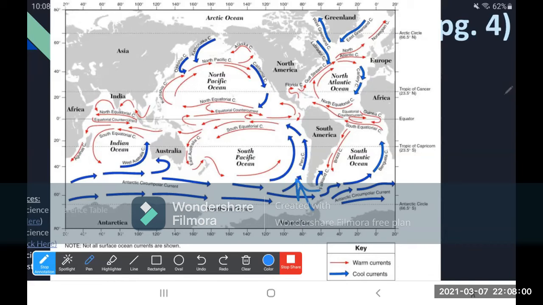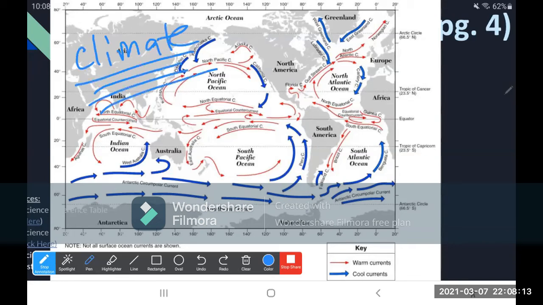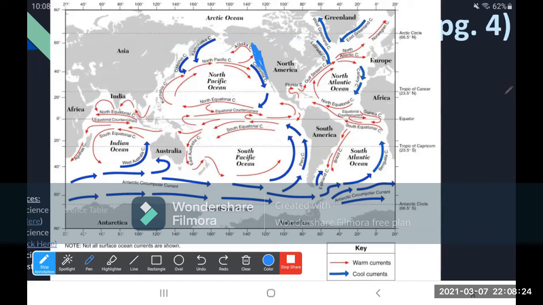Now, that weather we're talking about, weather over a long period of time, we're going to call that climate. Okay? So the climates of certain locations on Earth are affected by the ocean currents that are next to them. And that only works for coastal climates. The word coastal means next to water.